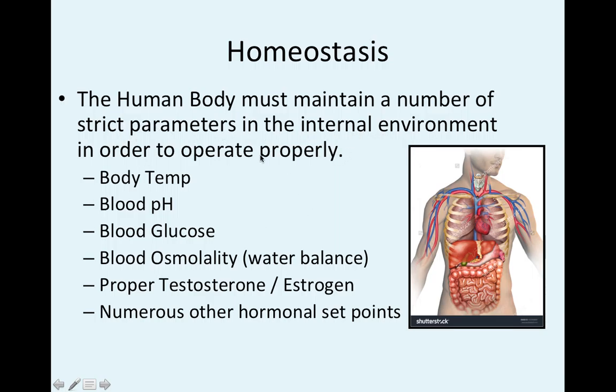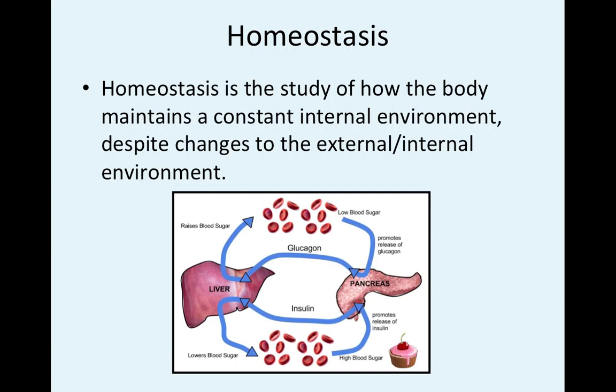Now here's a list of some of them. It's not all of them, but we can't vary our body temperature very much. Our blood pH, blood glucose levels, blood osmolarity, which is basically how much water we have in there. You can't have too much testosterone if you're male, and you can't have too little. Same with females. They can't have too much testosterone, and they can't have too little. Males have to have the proper amounts of estrogen, and same with females. So these are just some of the things. We also have a number of other hormonal set points that we can't have out of whack. They've got to be in this perfect parameter that our body is set to.